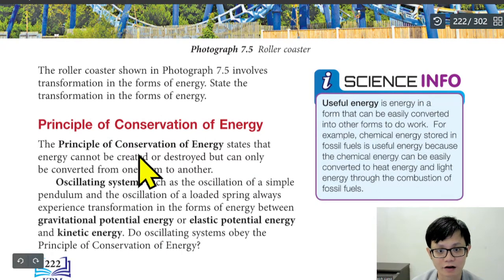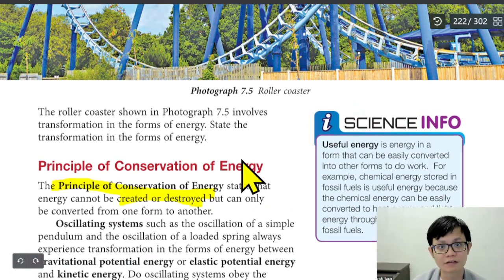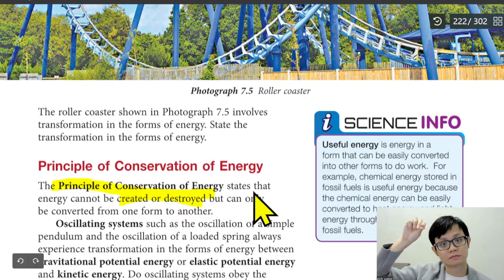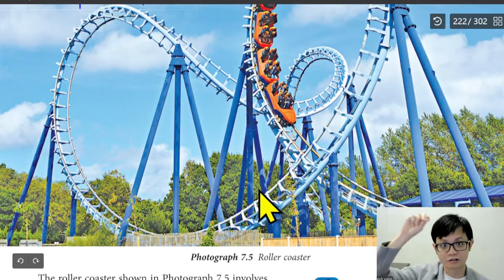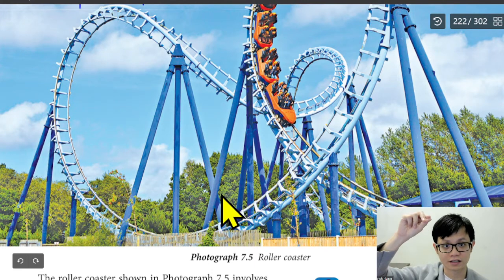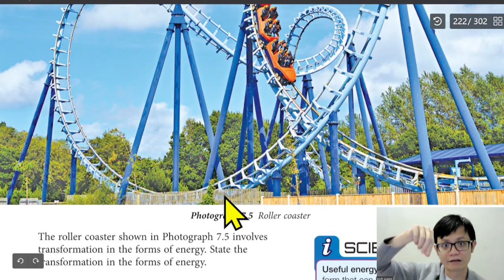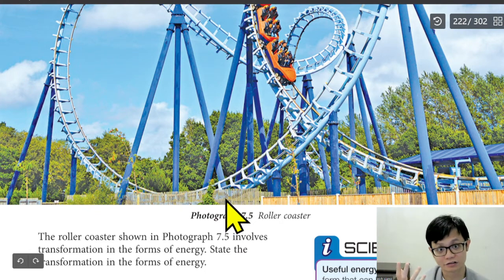So what does the principle of conservation of energy mean? It means that energy cannot be created or destroyed, it can only be converted from one form to another form. You cannot destroy the energy. Even if you bring this thing up and the roller coaster stops, the energy is still there. You haven't used it, because when you go down, it will convert to kinetic energy. So you cannot destroy the energy.